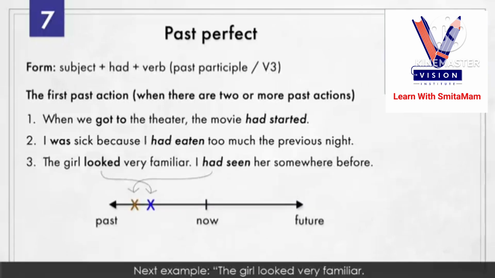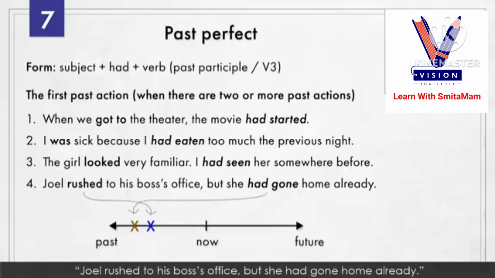Next example. The girl looked very familiar. I had seen her somewhere before. First, I had seen her somewhere before, so she looked very familiar. Joel rushed to his boss' office, but she had gone home already. She, meaning the boss, had gone home already. So when Joel rushed to see her, she wasn't there.